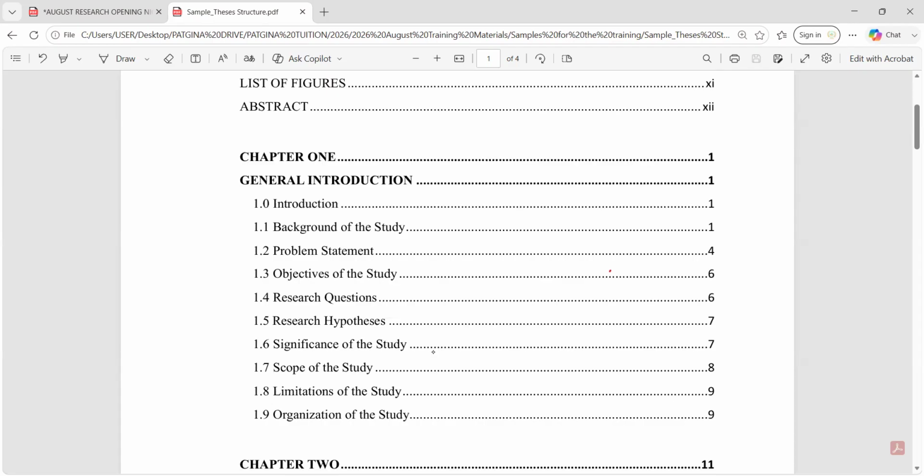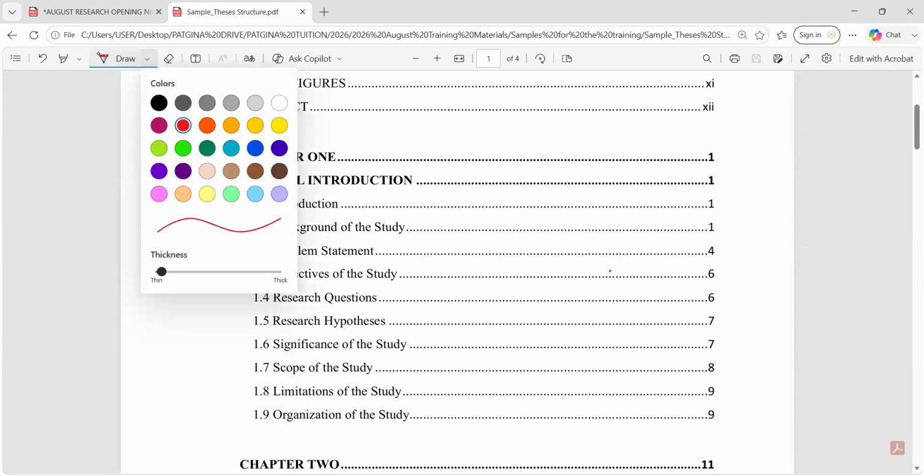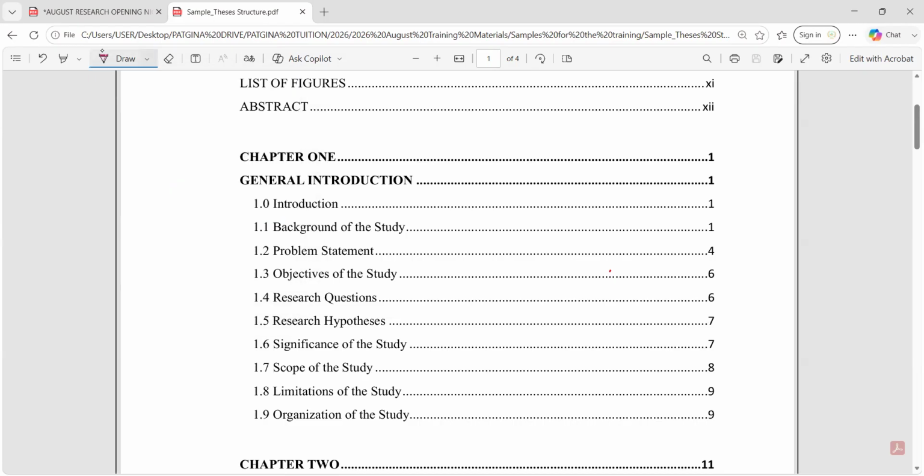Then the main content is the chapter 1 that I was just mentioning. Let me use red pen from here. Okay, let me use pink. Okay. So this is our chapter 1.